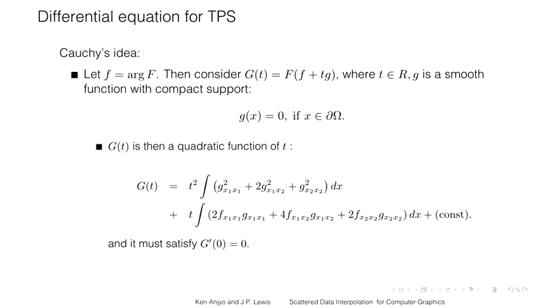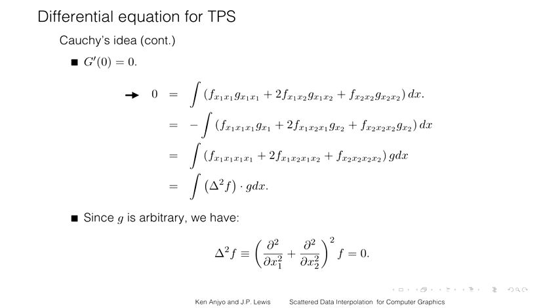Then let's consider g(t) again. It's easy to see that it's just a quadratic function of t, expressed in the final equation, with such coefficients. If F is the minimizer, then the derivative at the origin should be 0. Of course, F is the minimizer. Then let's see what happens. So g'(0) equals 0, and then we have such an equation.